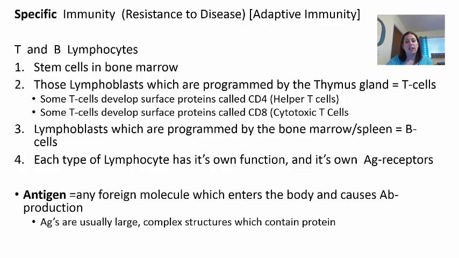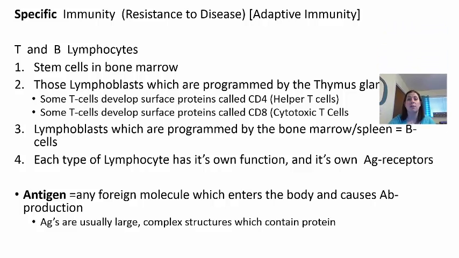Now, an antigen, guys, is any foreign molecule which enters your body and causes an antibody production. So antigens are usually large, complex structures, and they do contain proteins, and these proteins do not match you. Since they don't match you, that's when your immune system realizes that it does not belong and that it's foreign. Once it does that, it starts to build up a specific immune response against the invader, once it knows that something that does not belong there has entered the body.